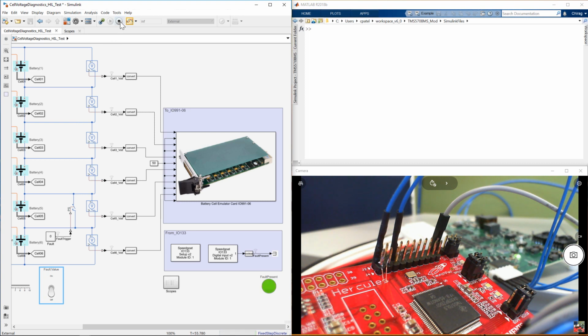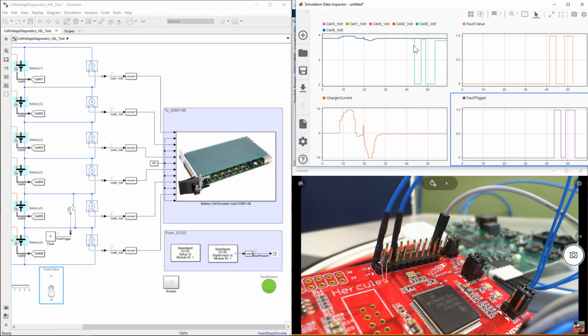Let's look at the results in a simulation data inspector for whole experiment. We can notice small changes in cell voltages due to change in current. And one of the cell voltages dropped significantly as we triggered the fault and see the corresponding change in the fault status.